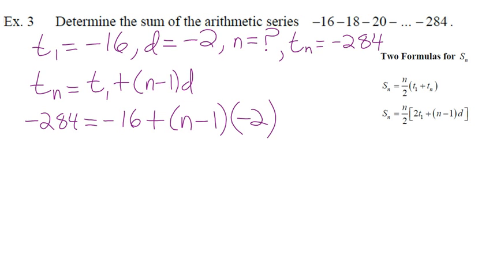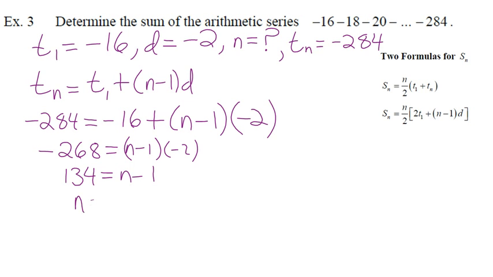All right, well, what are we going to do? We're going to add 16 to both sides. What's that give me? Negative 268. We're going to divide both sides by negative 2. And we're going to get n is 135.